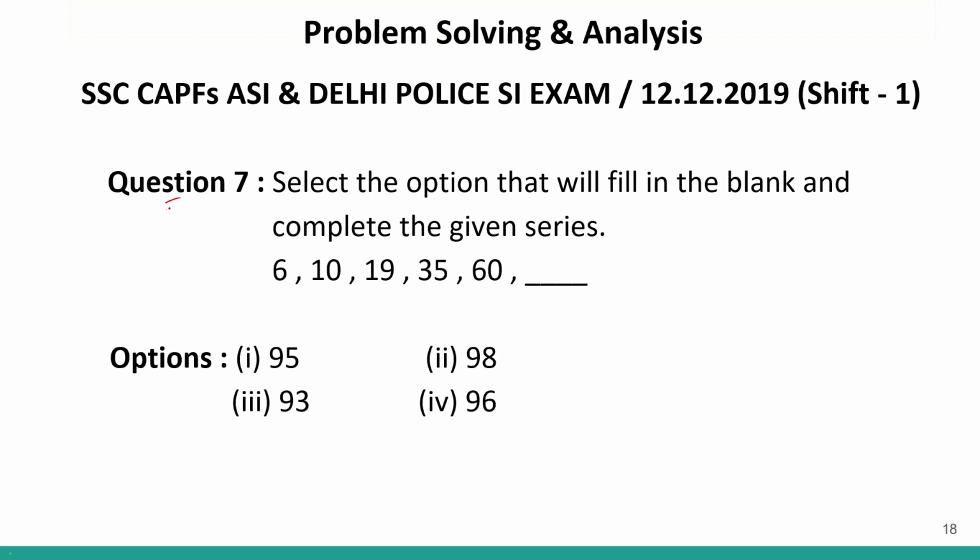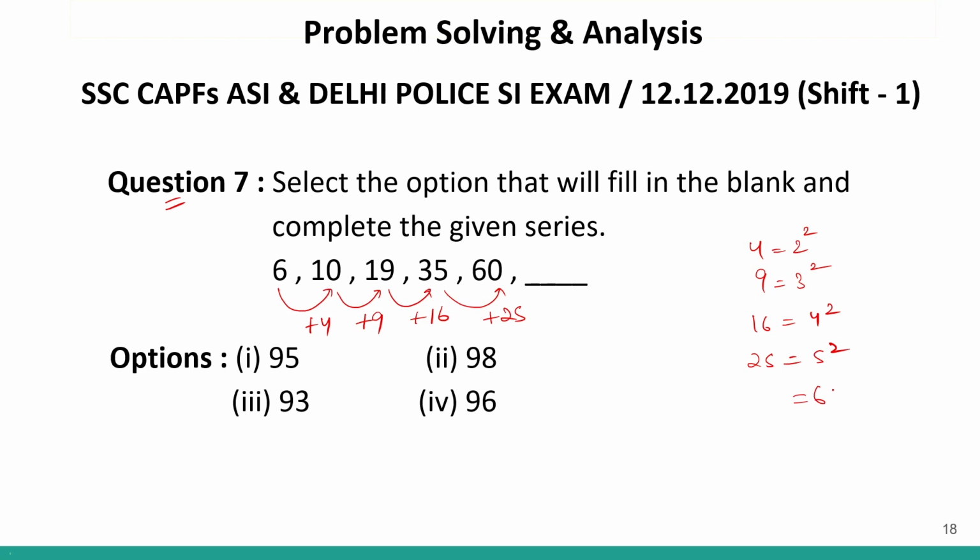Now, question number 7. We have to select the option that will fill in the blanks. So, now, 6 to 10 is plus 4. 10 to 19 is plus 9. 19 to 35 is plus 16. And 35 to 60 is plus 25. So clearly I can see that 4 is 2 square, 9 is 3 square, 16 is 4 square, and 25 is 5 square. So we are adding subsequent squared numbers.